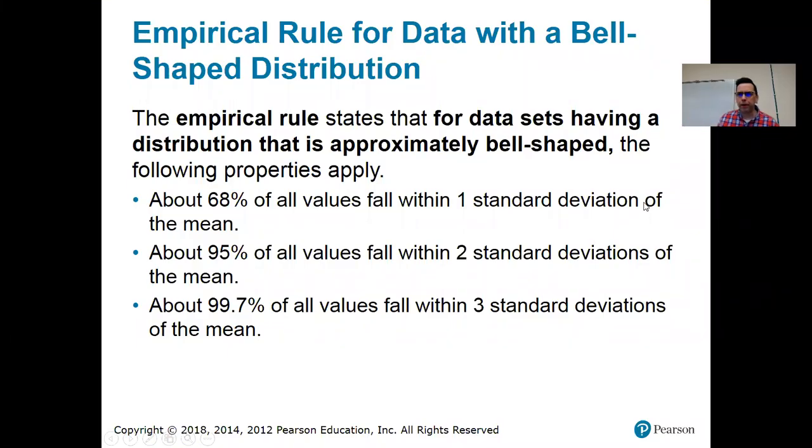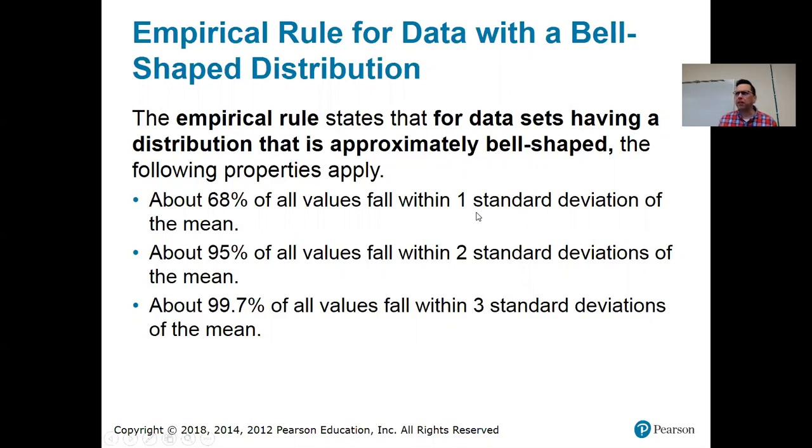We're continuing with 3-2, measures of variation. So this is called the empirical rule for data with a bell-shaped distribution. This is what we call a normal distribution. If you have one of these distributions that's called normal or bell-shaped, somebody figured out that you have these properties. About 68% of all the values in the data set fall within one standard deviation of the mean.